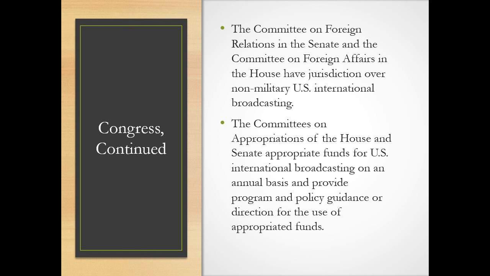But remember, the Corporation for Public Broadcasting is also responsible for the voice outside America, the Voice of America, the Voice of Asia, Radio Free Cuba. Any radio programs that are intended to spread democracy, the American ideology, beyond its borders, is also included in the mission of the CPB. So the Committee on Foreign Relations in the Senate and the Committee on Foreign Affairs in the House both have jurisdiction over non-military U.S. international broadcasting. The Committees on Appropriations of the House and the Senate appropriate funds for the U.S. international broadcasting on an annual basis.